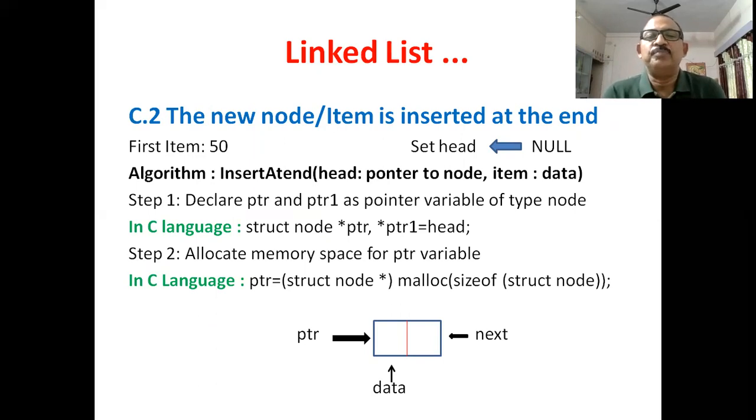Declare PTR and PTR1 as pointer variables of type node. The star PTR, and here you can see star PTR1 is equal to head, meaning PTR1 is pointing to the head. Is it clear? Now, next step, allocate memory space for the PTR variable. Now PTR points to the new node. Okay.